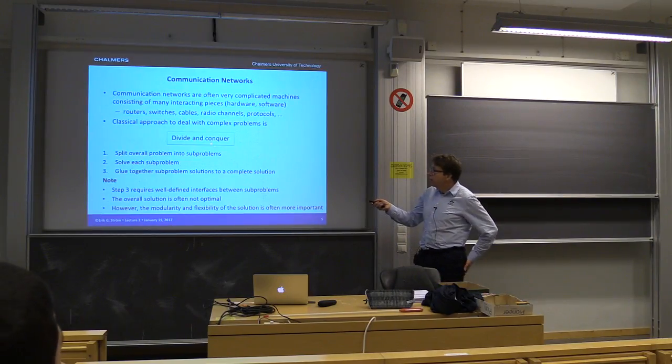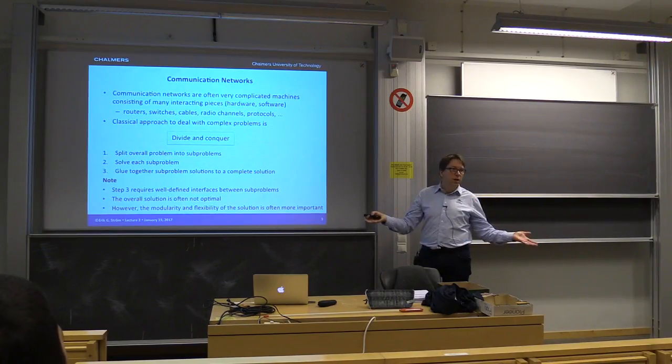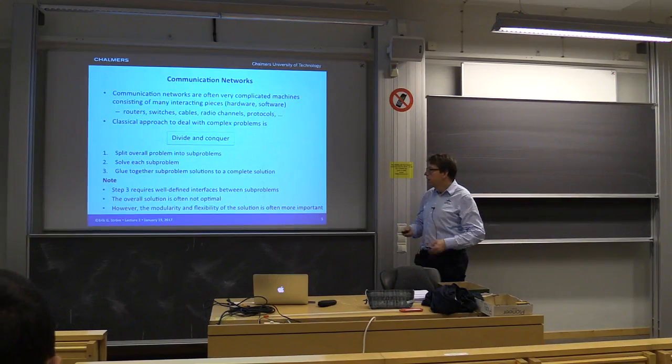What I mean by divide and conquer in this context is that the overall problem is so complicated that there is no hope of solving it, for sure not in an optimal fashion, whatever we mean by optimal, but even suboptimal is very difficult. So what we do is split the problem into sub-problems. We solve each sub-problem, which is more manageable, and then we glue together all the sub-problem solutions into a complete solution. So this is a standard engineering approach, I would say, right?